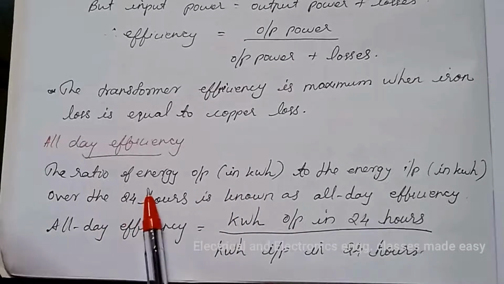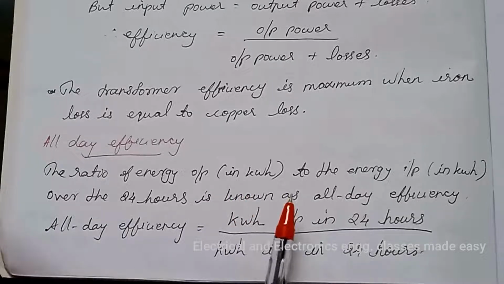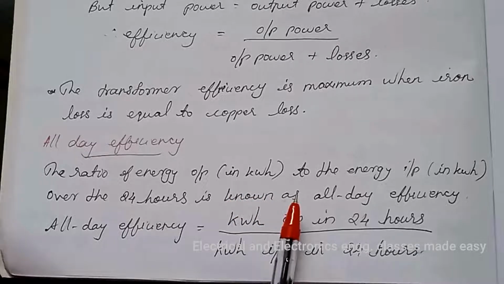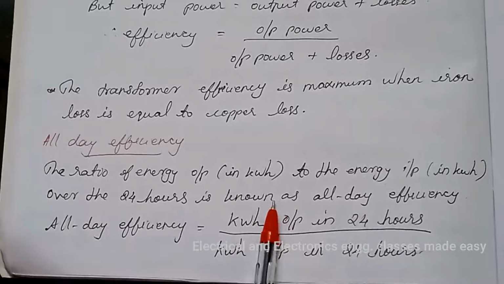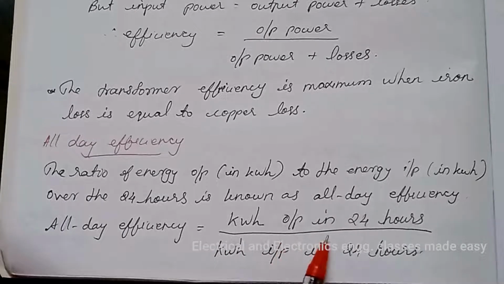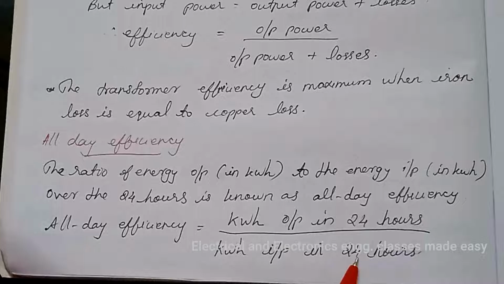The ratio of energy output in kWh to the energy input in kWh over the 24 hours is known as all-day efficiency. That is, all-day efficiency is equal to kWh output in 24 hours divided by kWh input in 24 hours.